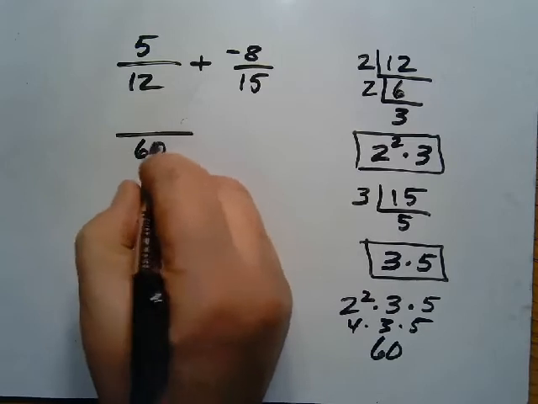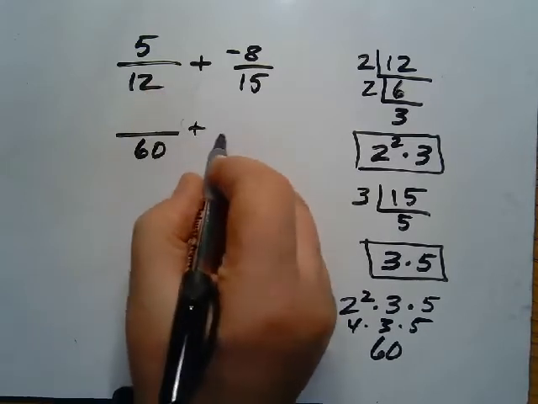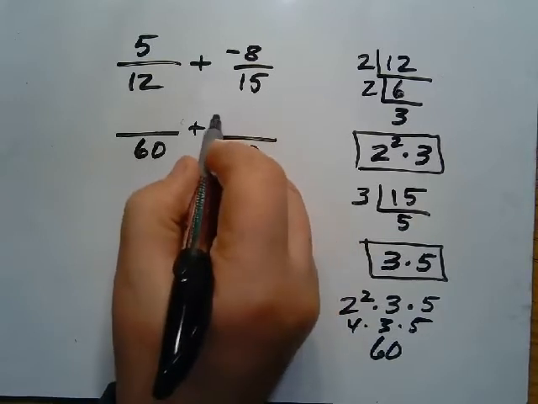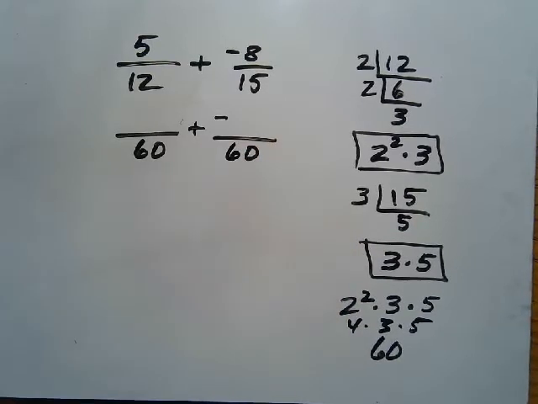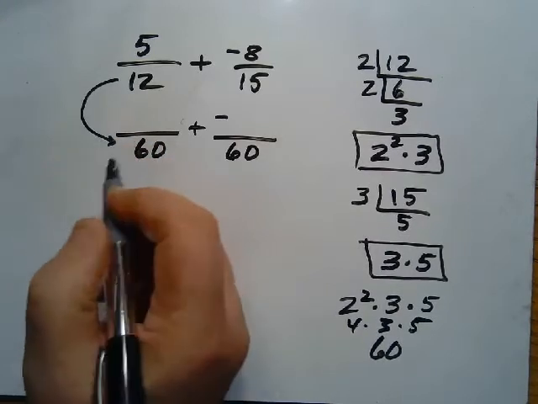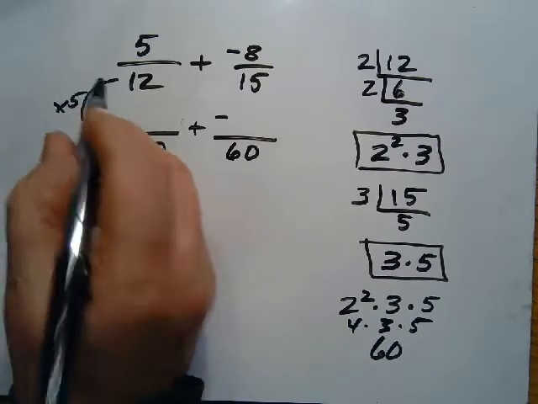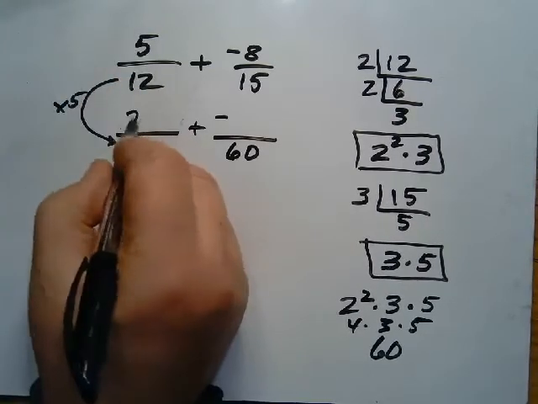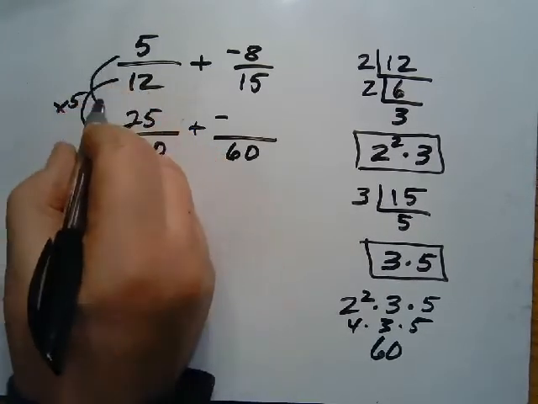So now I'm going to come up here and I'm going to write that fraction over. Before I actually do any of the work, I'm going to make sure I put all my signs in there correctly so I don't lose anything. All right, to get from here to here, I had to multiply by 5. 12 goes into 60 5 times. So 5 times 5 is 25.